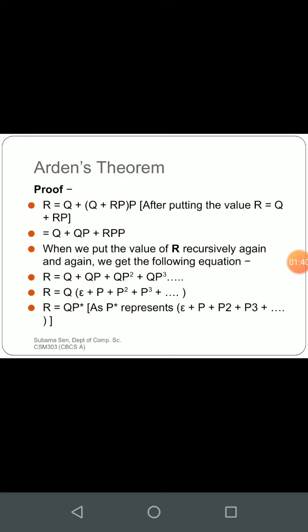If we keep on putting the value of R repeatedly, it will generate like this. You can see in the expression there is Q, then QP, then if we put it again, ultimately QP square, then QP cube, and in this fashion it will follow. So if we take Q as common, what are the strings remaining? First there is no P, so it is epsilon, then single P, then P square, then P cube, and so on. So what can you write? Obviously P star. So we can prove that R is equal to QP star. It is very easy to understand.